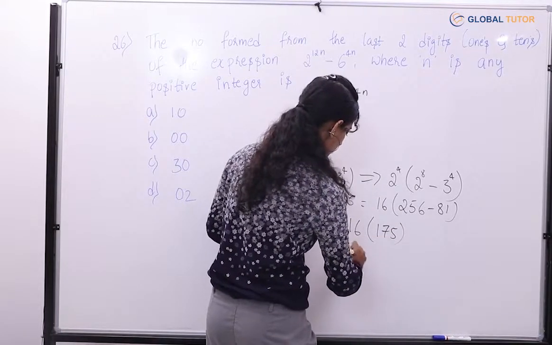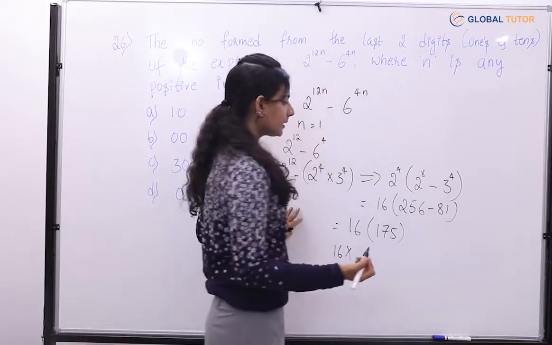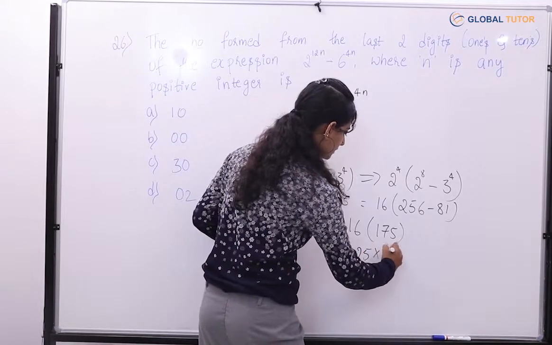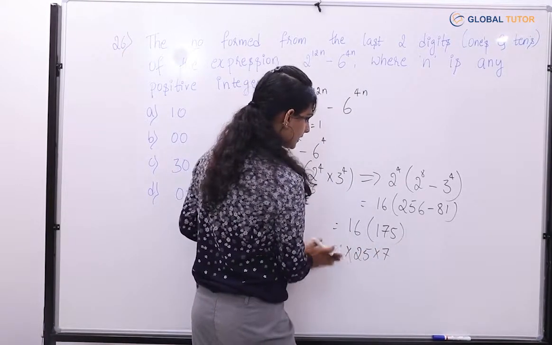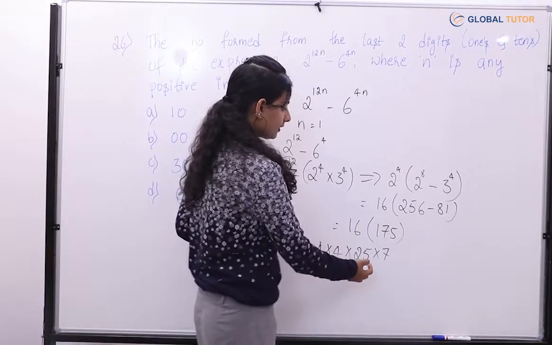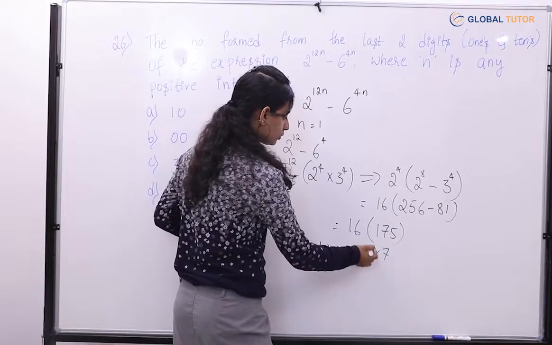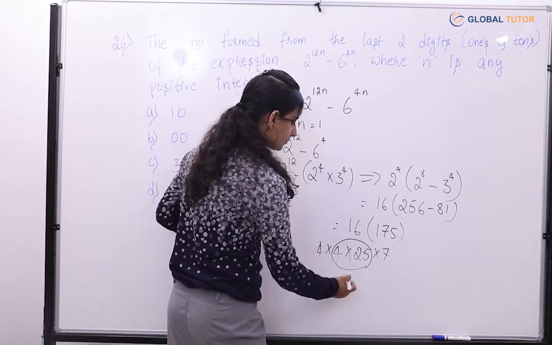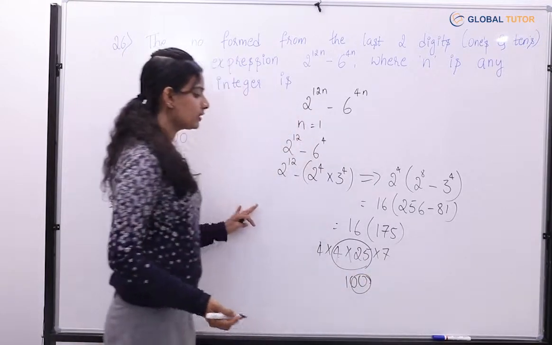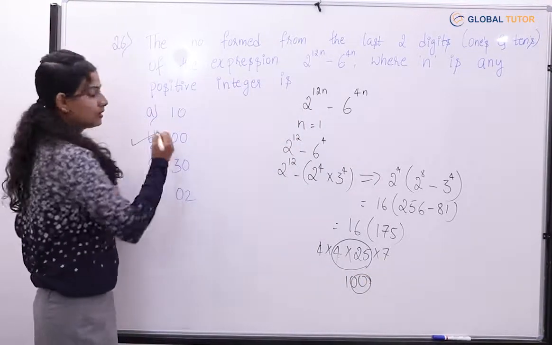Now 16 into 175 can be written as 25 into 7. And then 16 can be written as 4 into 4, right? And then here we have 25 into 4, which means there will be 100. So the last 2 digits will be 0, 0.